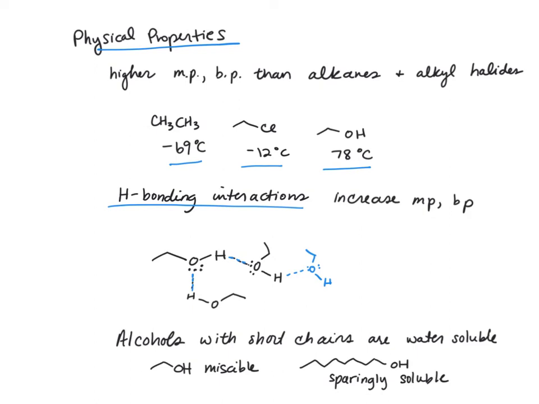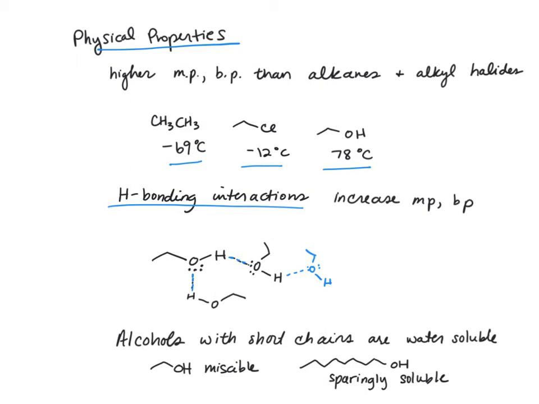Alcohols with short chains are water soluble. Ethanol, for example, is actually miscible with water, and that means that any concentration of water will dissolve in ethanol, and any concentration of ethanol will dissolve in water. It's actually really hard to remove water from ethanol to get to a high concentration of ethanol.